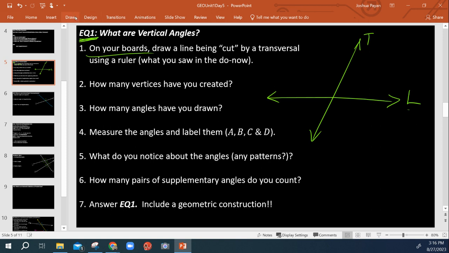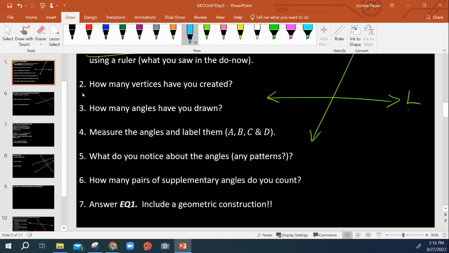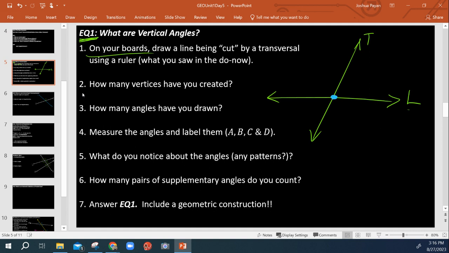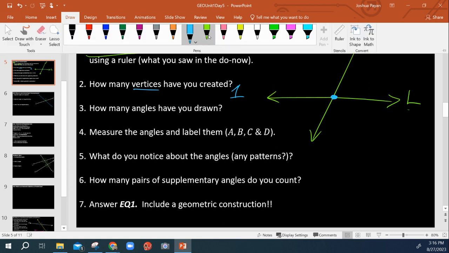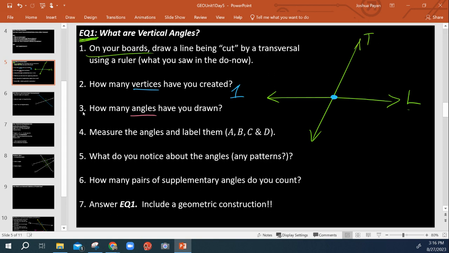So on to the next one. We're being asked how many vertices did we create? Well, we created just this one right here. Remember, a vertex is a fancy way of saying a corner. So we created one vertex. Now let's talk about how many angles we have drawn. Well, we've drawn 1, 2, 3, 4 angles.